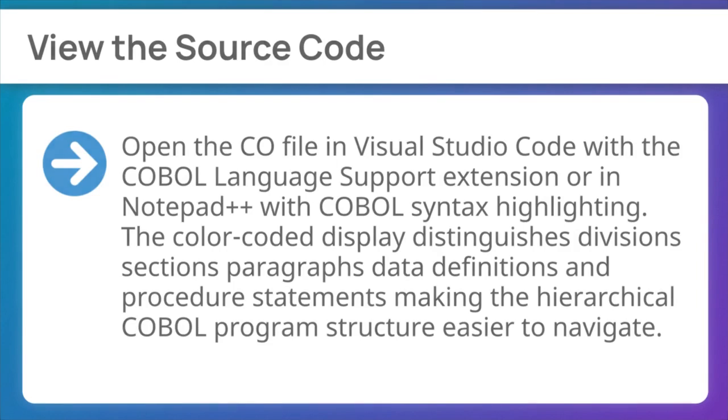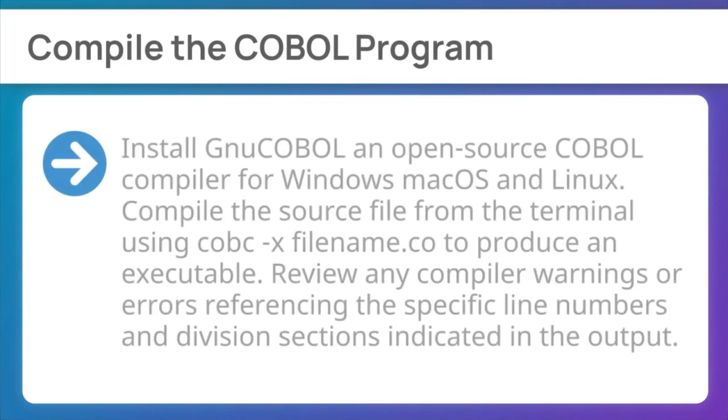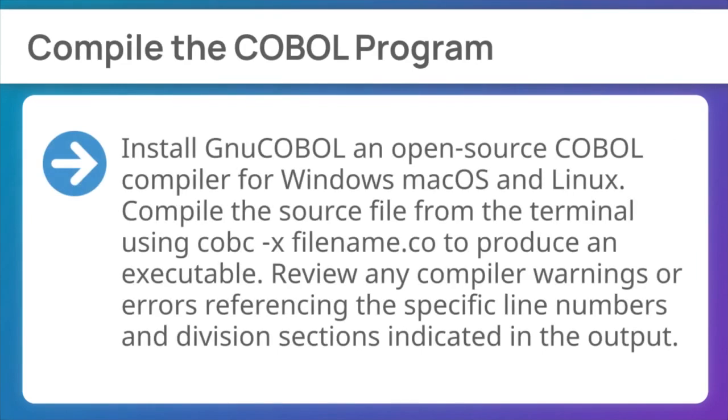to navigate. Next, compile the COBOL program. Install GNU COBOL, an open-source COBOL compiler for Windows, macOS, and Linux. Compile the source file from the terminal using cobc -x filename.co to produce an executable. Review any compiler warnings or errors referencing the specific line numbers and division sections indicated in the output.